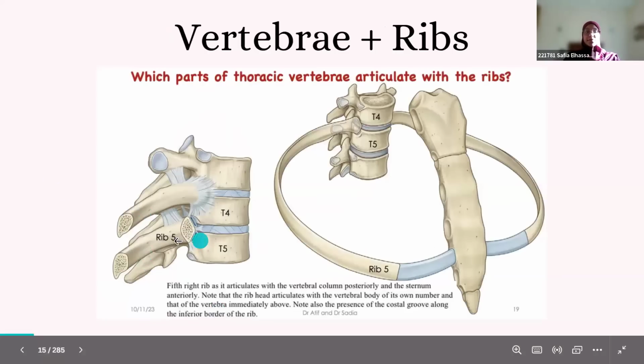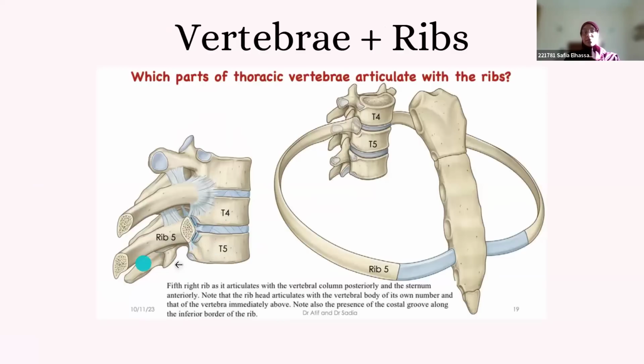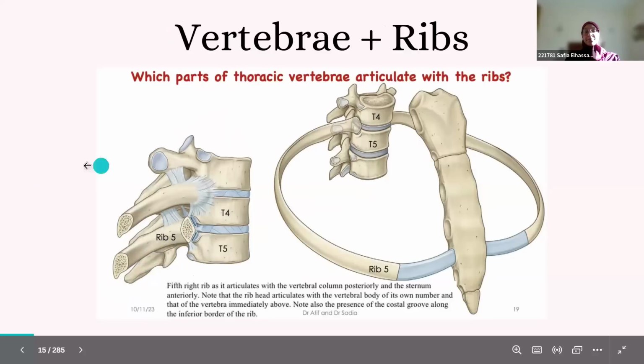So this is rib number 5. Notice how it articulates with the numerically corresponding vertebra, which is vertebra number 5, and also the vertebra that's above it, which is vertebra number 4. The tubercle of rib number 5 also articulates with the transverse process of vertebra number 5.